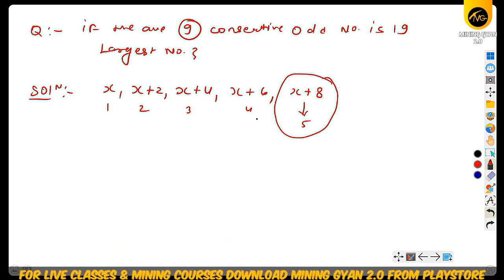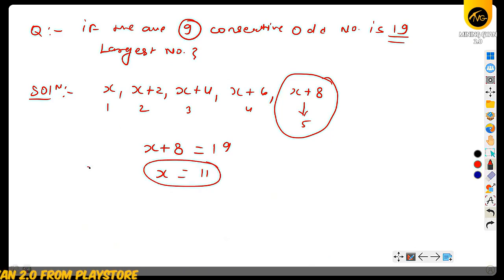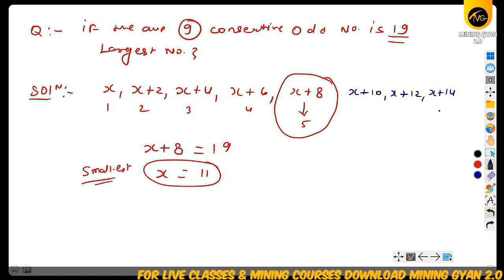I will explain that. So first of all, we have the mid number, that is x plus 8 is equal to the average, that is 19. So x is 19 minus 8, that means 11. Clear? So x is the smallest number. This is basically the smallest number. If you want to write down all those series numbers, you are free to use this method, like x plus 10, x plus 12, x plus 14, x plus 16.